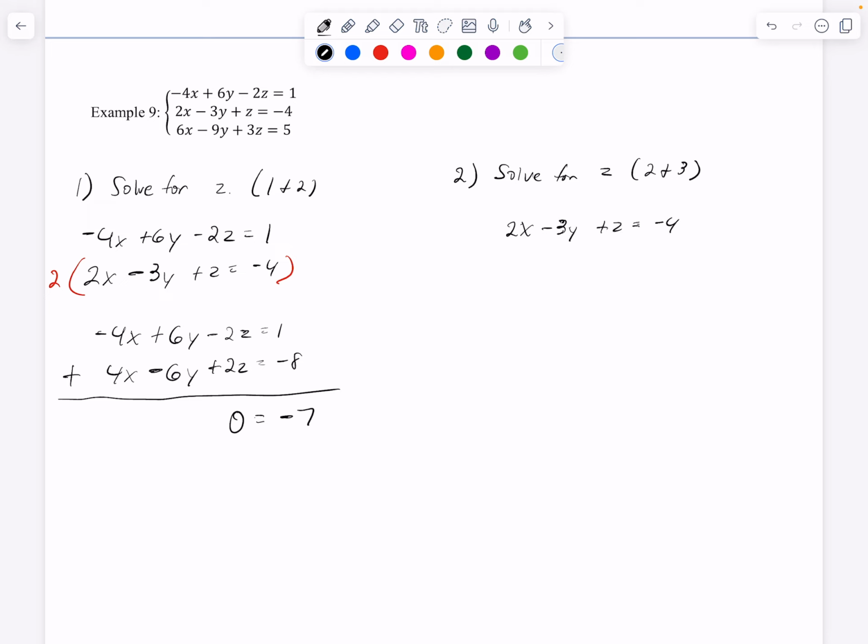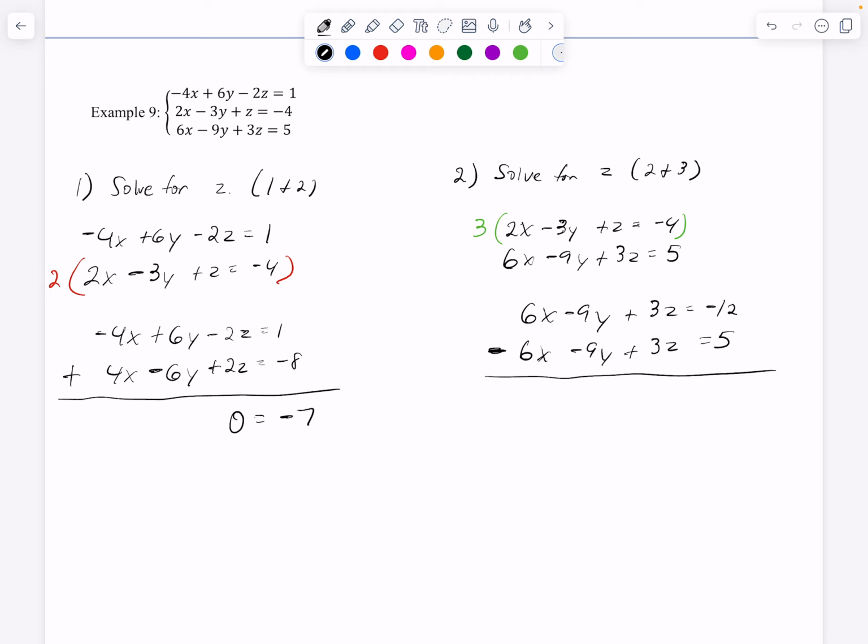Okay, so that's the second equation, right? The last equation. I'm going to multiply the top by 3. So 6x minus 9y plus 3z equals negative 12. Copy the last equation. And I am going to subtract to eliminate z. And again, shouldn't be surprised, we're going to get 0 equals negative 17, which is another false statement.